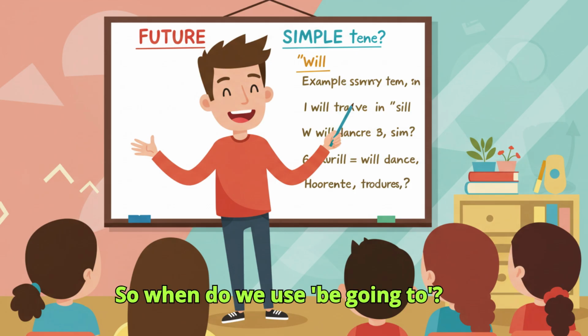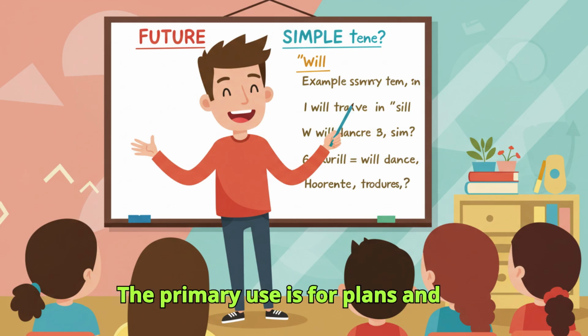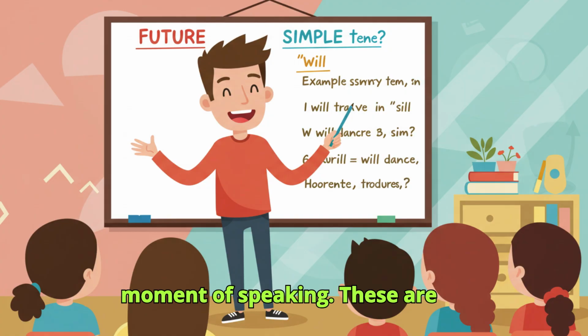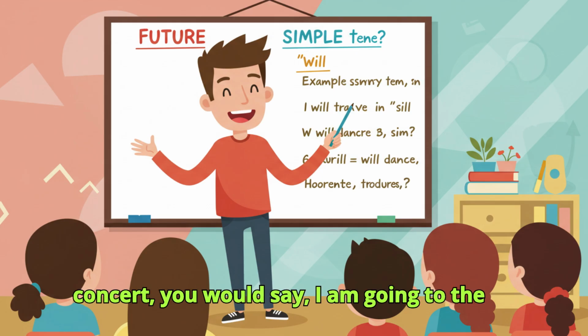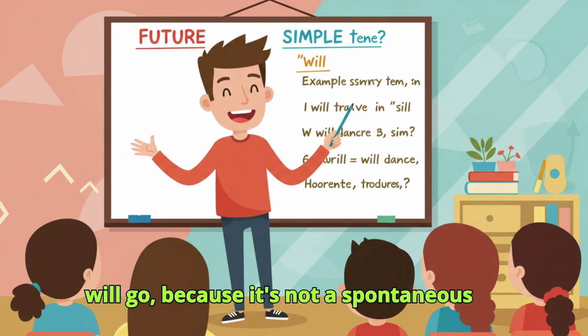So when do we use be going to? The primary use is for plans and intentions that we decided on before the moment of speaking. These are premeditated plans. For instance, if you've already bought tickets for a concert, you would say, I am going to the concert on Friday. You wouldn't say, I will go, because it's not a spontaneous decision.